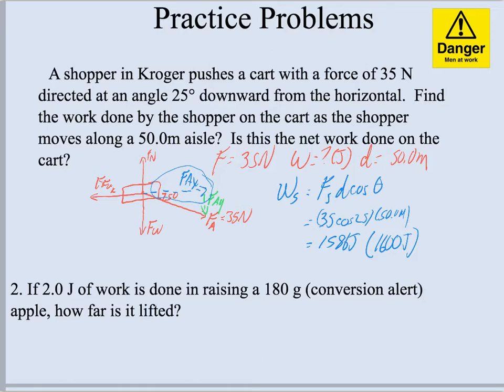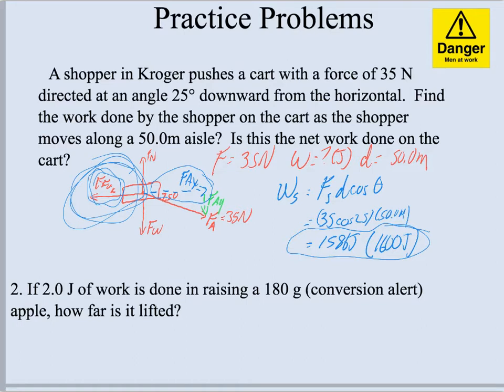The second part of the question says, is this the net work done on the cart? Well, have we accounted for friction at all in our answer? No, we drew it in the picture, but we didn't account for it. We would have to know how much friction was going the other way so we could find the net force, and then from that we could find the net work being done. So this is not the net work. This is just the work being done by the shopper.